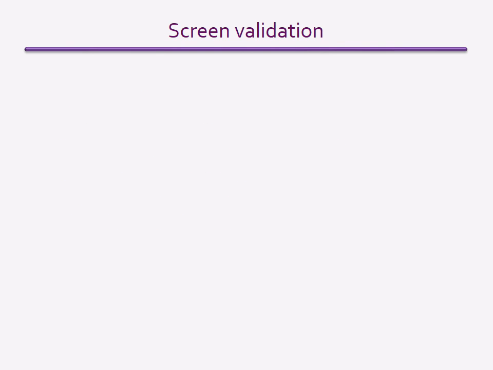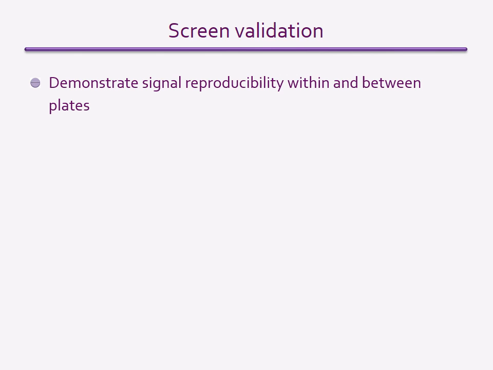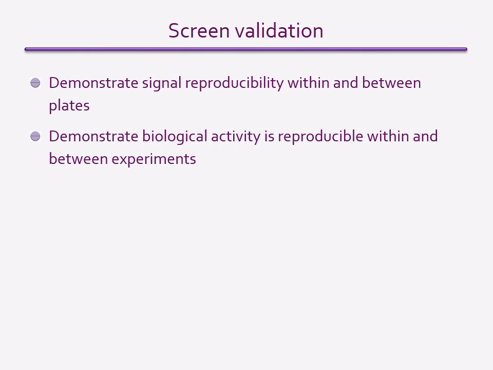For a screen to be validated, several criteria must be met. The signal that detects biological activity must be reproducible between wells within a plate and between plates. It must also be reproducible when the assay is repeated on different days with, for example, different batches of cells and compound. Reproducibility must be maintained when the assay is run at the level of throughput that the screening will use, for example, 96 well plates versus 384 well plates.